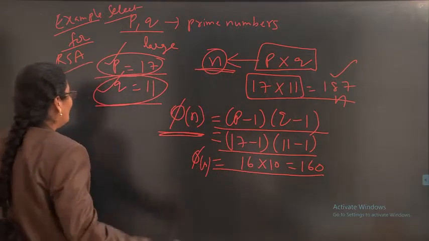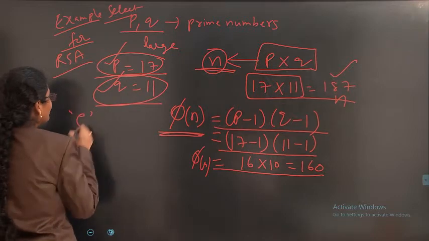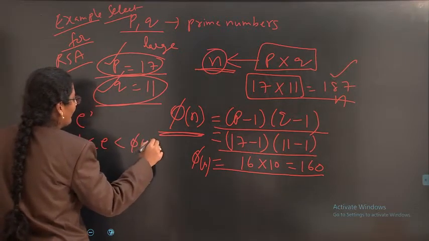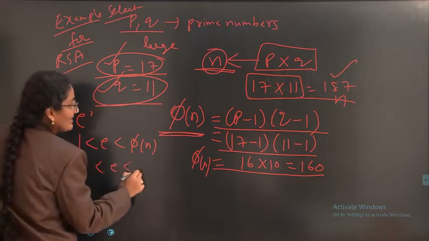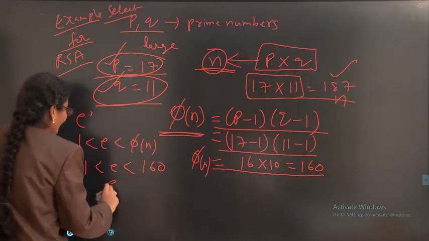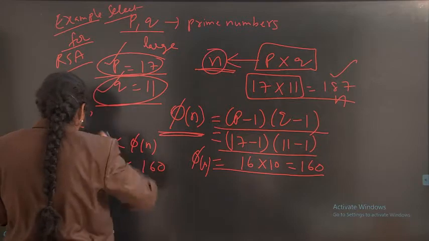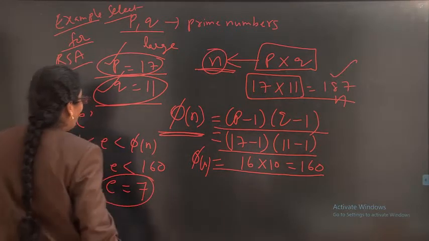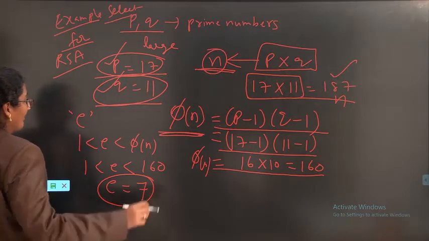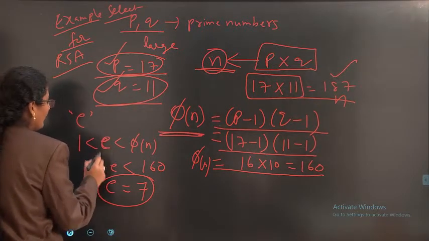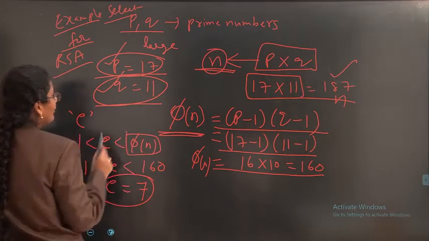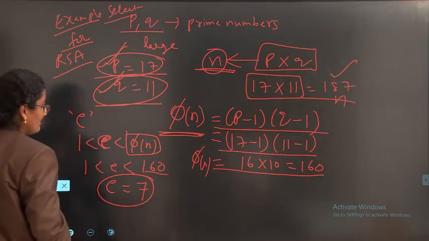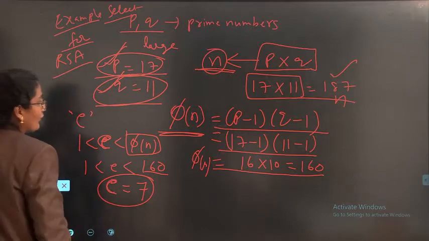Now what do we have to do? We have to select the E. So how can we select E? 1 less than E less than pi of N, means 1 less than E less than 160. So the E value I am taking here as 7. Why am I taking the E value as 7? Because E should be relatively prime to pi of N, and E should be less than pi of N, 160. So I am taking the E value as 7.